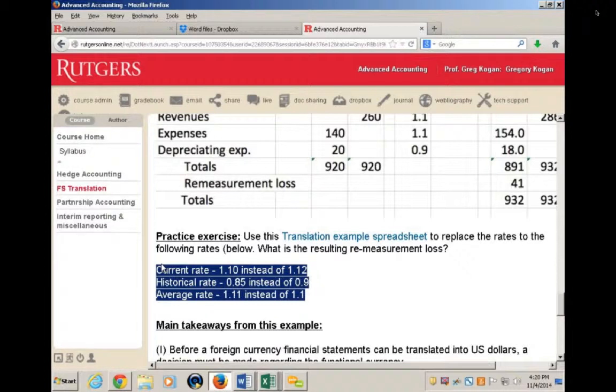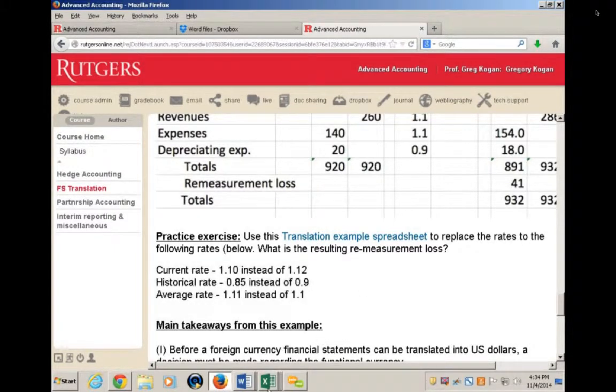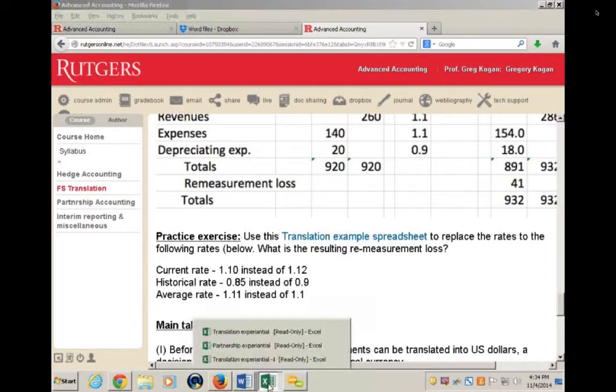So try this out. I'm going to walk around and basically show you how to change the formulas. I'll sort of work with you. I wanted to go over the spreadsheet with you guys of what's going on here.